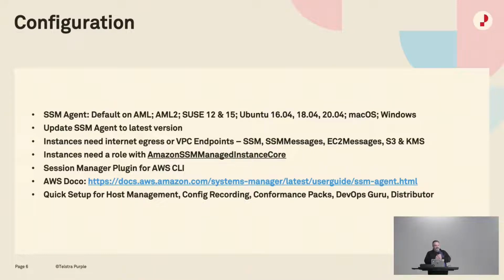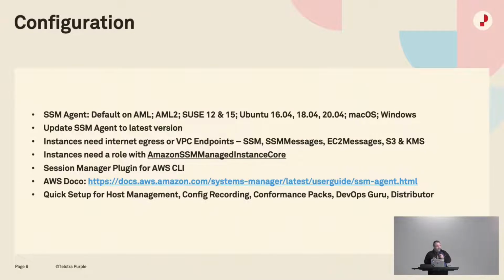Along with all of that, the instances actually need to have permissions to use the services. So you need to make sure that your EC2 instances have a role with appropriate permissions, and AWS has a policy for that. That's your Amazon SSM Managed Instance Core. So once you've got all that, then your servers should be able to talk to SSM.